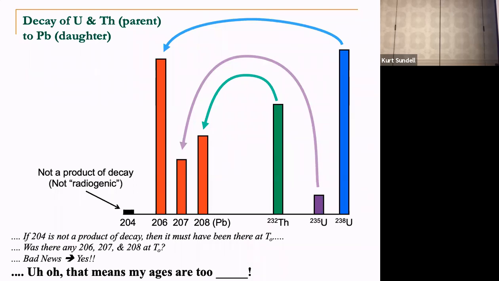Okay, so we've got just a bit of lead-206, lead-207, and lead-208 when this crystal is formed. So if you just go to your mass spec and you measure your uranium to lead ratios, and you've got extra lead in the system, what does that mean? Are your ages going to be too young or too old? Too old, right? Extra lead, a bit too old. That's not great. You don't want to do that.